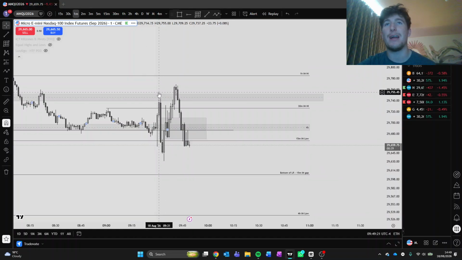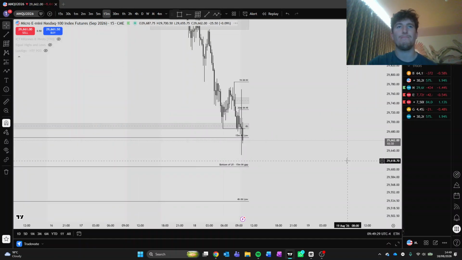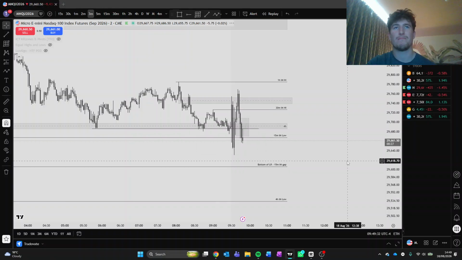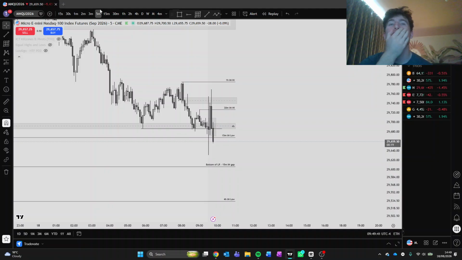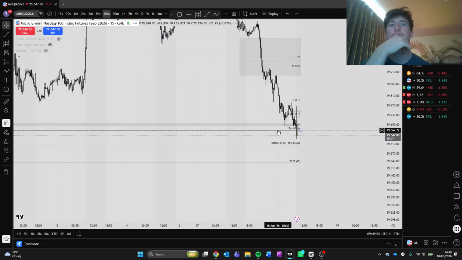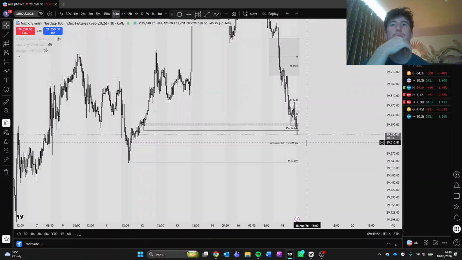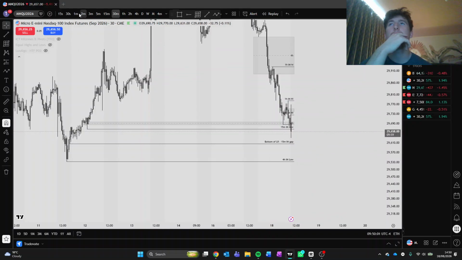This looks high resistant. That looked high resistant. We're in between two high resistant areas right now. I'm just not that interested in anything. And yeah, I like that 5 minute break of structure or something. Going through that low resistance, which is decent.